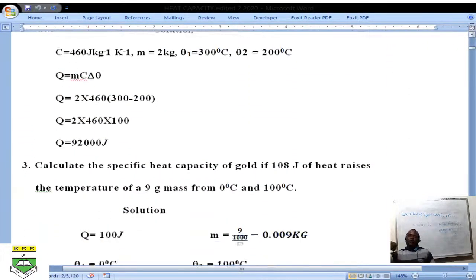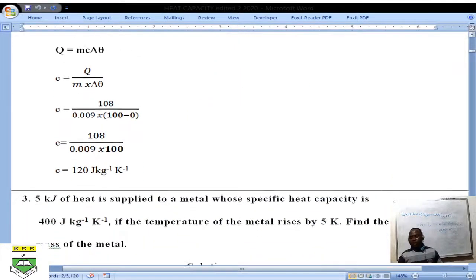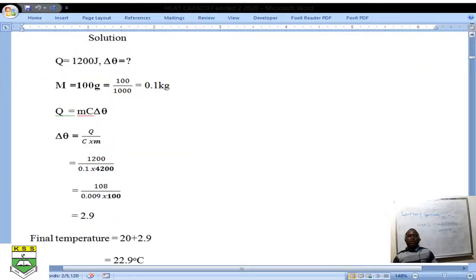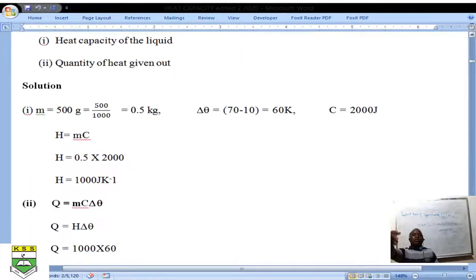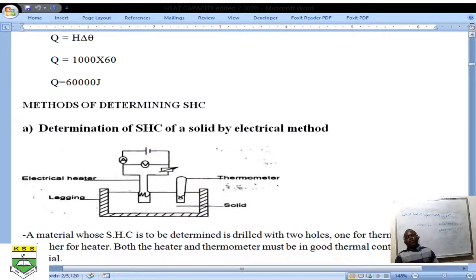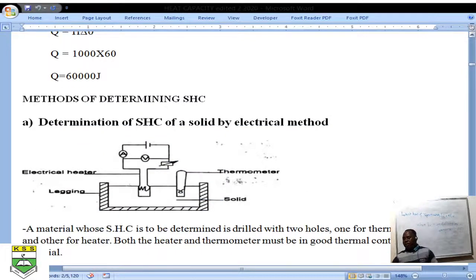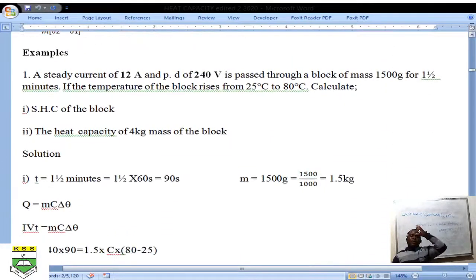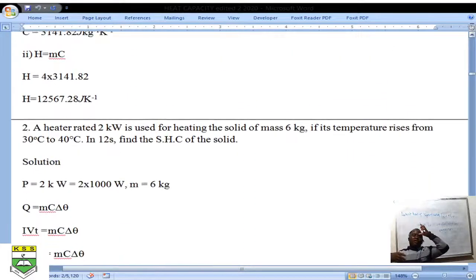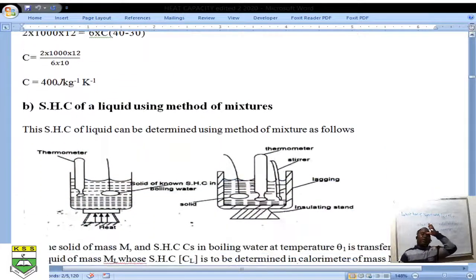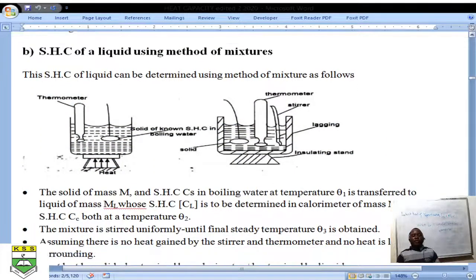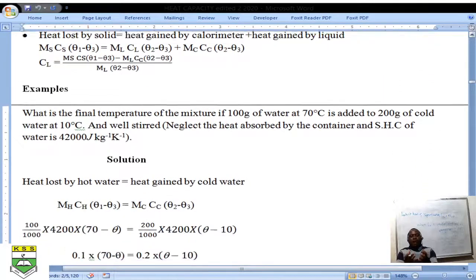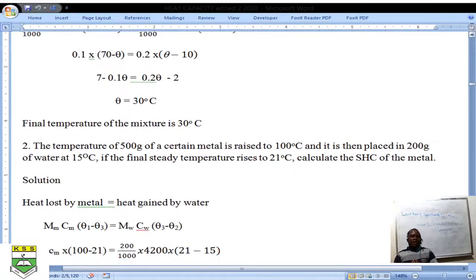Now after you allow boiling to take place for some time, when you allow this boiling to take place, the evaporation process also takes place. As evaporation takes place, some liquid changes into the vapor state. That means that the mass of this liquid will be reducing. So we shall need to read the weighing balance at the end of the heating process.